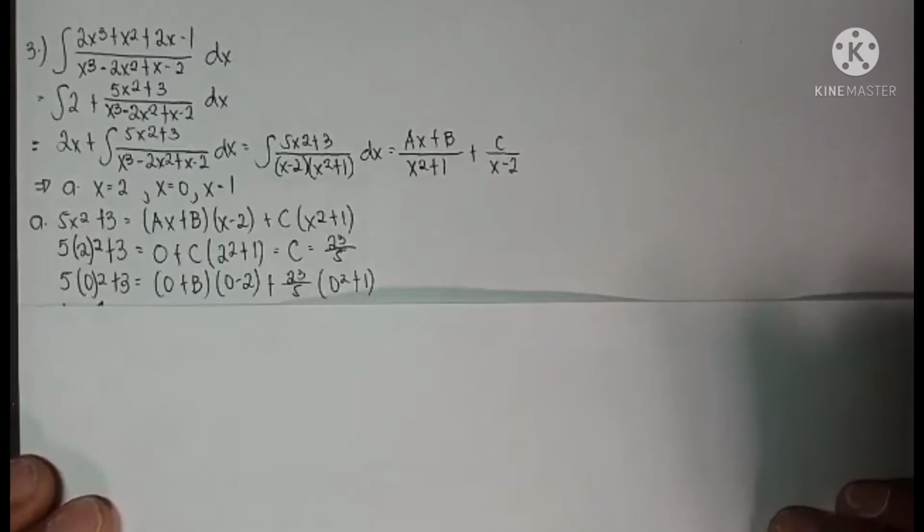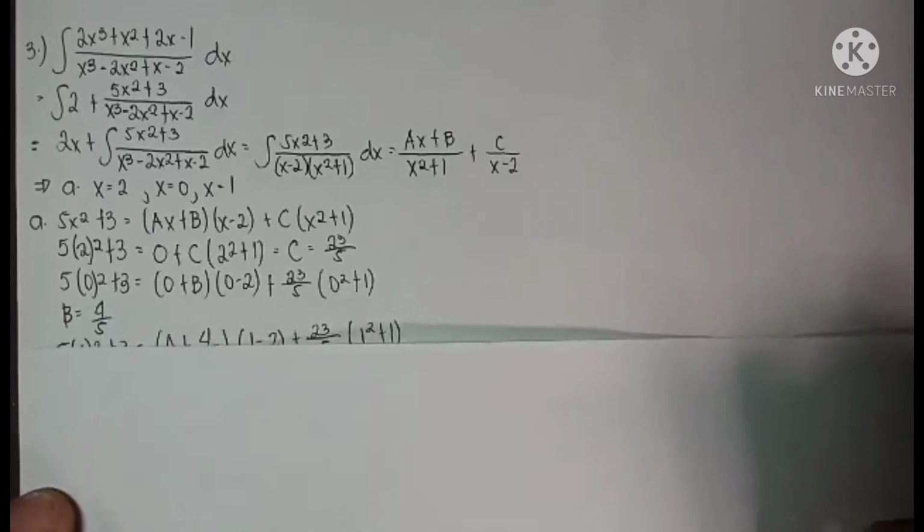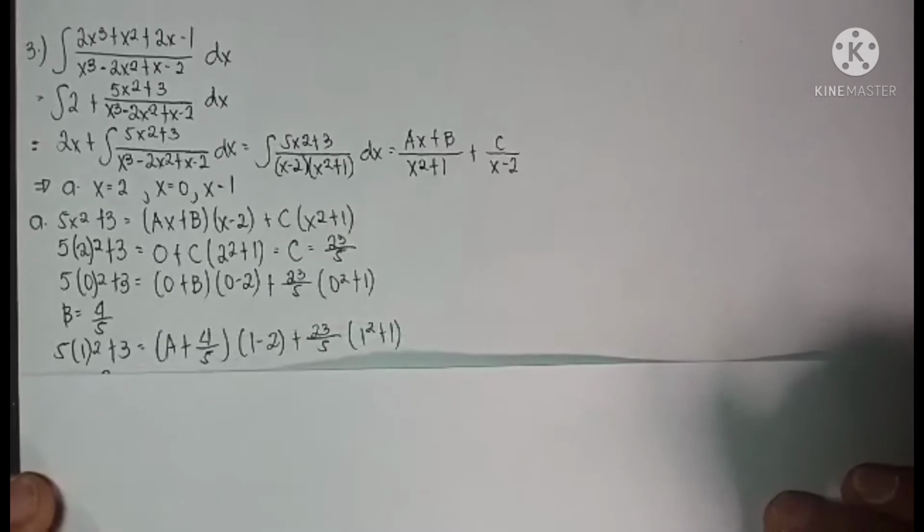Next, substitute naman natin yung 0. So, bali, 5 times 0 raised to 2 plus 3 is equal to 0 plus b times 0 minus 2 plus 2 raised to 3 all over 5 times 0 squared plus 1. So, ang b natin is 4 all over 5.